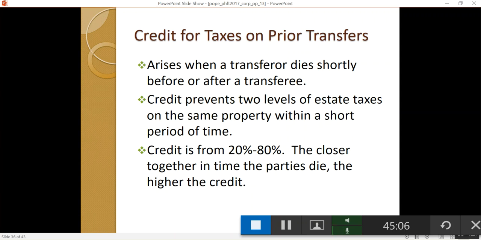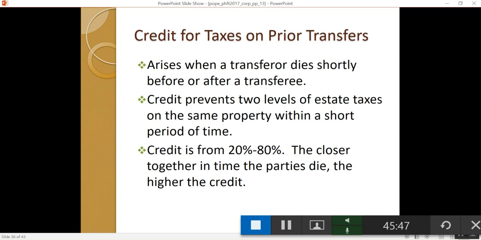And that credit fluctuates and depends on how much time has passed between the two dates of death. So if the period of time that has passed is 2 years or less, then it's 100% credit. But if it's more than 2 years but less than 4 years, then it's an 80% credit. If it's more than 4 years but less than 6, it's a 60% credit, and so forth and so on. And if it's less than 10 years, it'll be a 20% credit. Once it's 10 years or more, the credit goes down to 0.